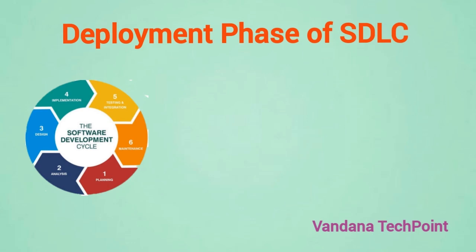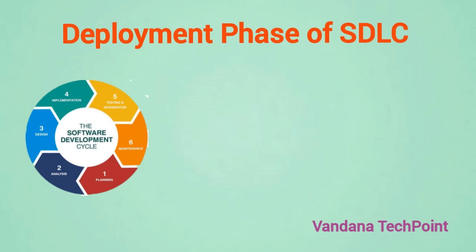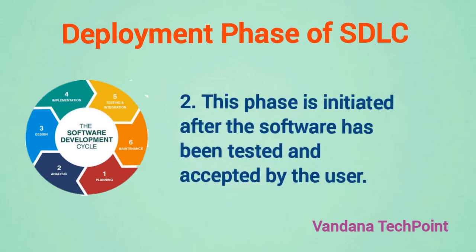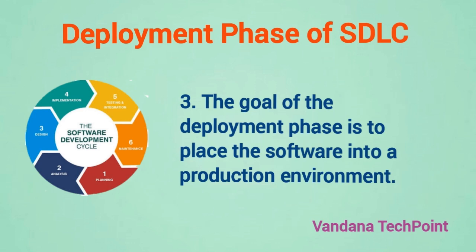Next, deployment phase of SDLC. First, this is the fifth phase of SDLC. Second, this phase is initiated after the software has been tested and accepted by the user. Third, the goal of the deployment phase is to place the software into a production environment.